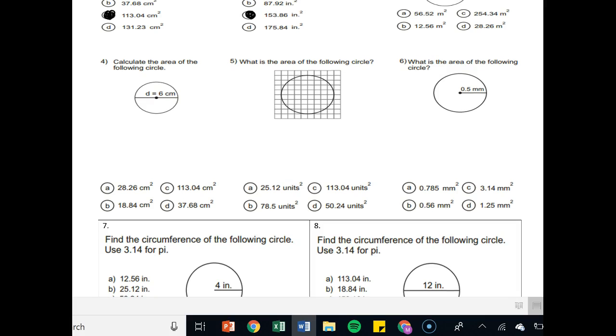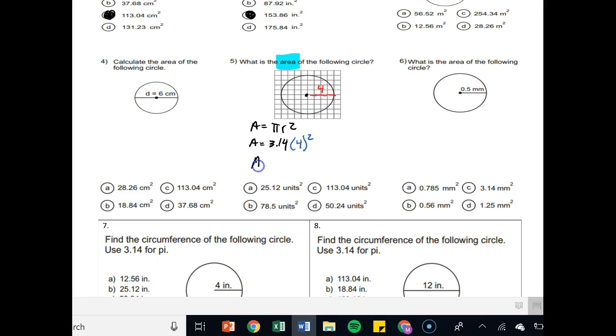So when we have a circle with a grid here, we got to find the center of the circle, which is right here. And then we're going to count how many units the center is from the edge. So we got 1, 2, 3, 4 units. So that means it has a radius of 4. So now, it says what is the area? So A = pi r squared. We know that A is equal to 3.14 times 4 squared.